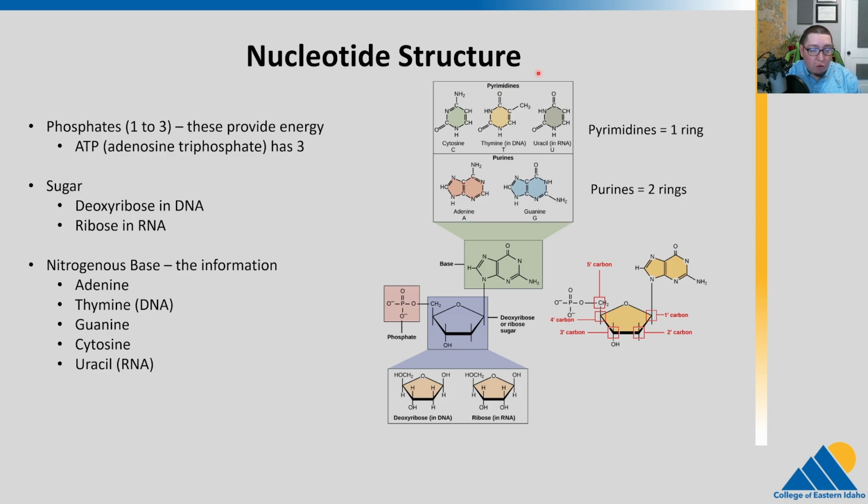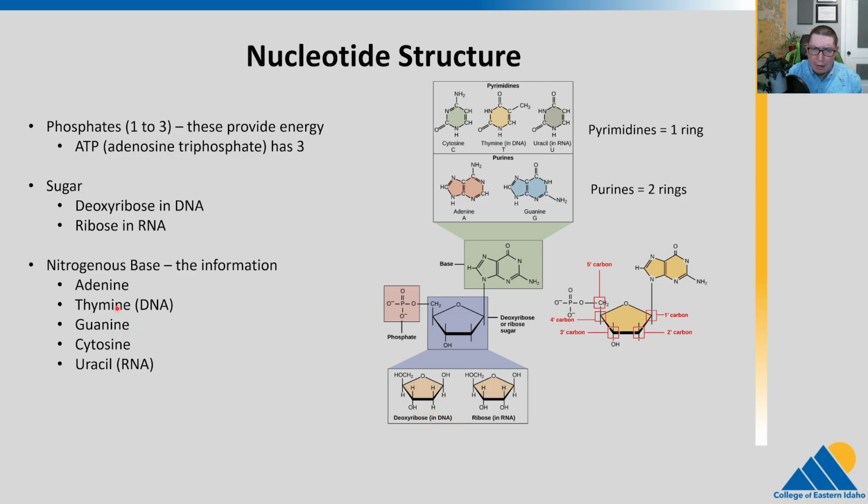So nucleotide structures, we're talking 1 to 3 phosphates. These are going to provide energy. We've seen ATP, adenosine triphosphate, can power reactions. The sugar is deoxyribose in DNA, ribose in RNA. Here's the difference between them. This is missing an oxygen here, making it deoxyribose.